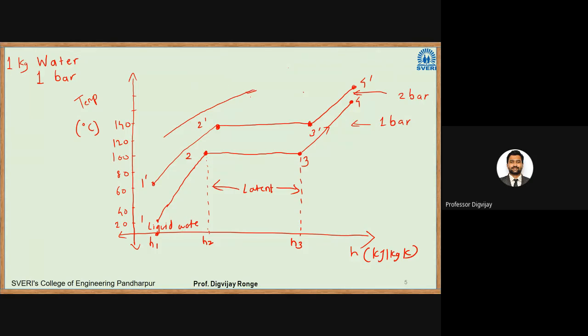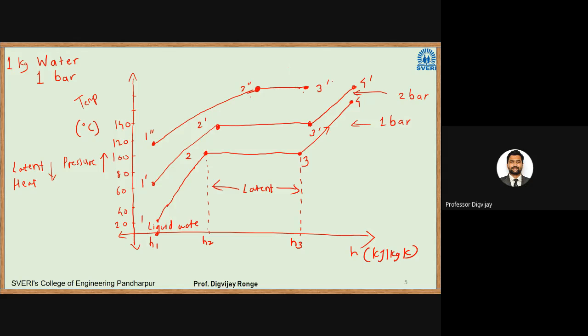bar. So I will go from 1 double dash, I will reach 0.2 double dash, I will reach to a point, let us say here, 3 dash. Now why am I reducing this length of latent heat? Because the latent heat reduces as the pressure increases. So latent heat, that is the heat required to convert liquid into vapor, reduces as the pressure increases.